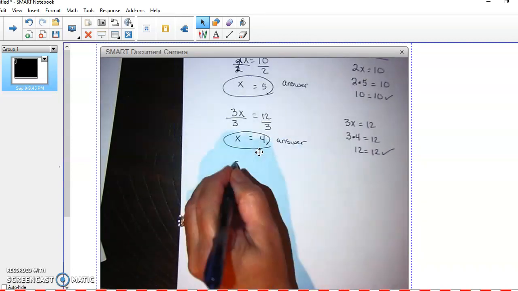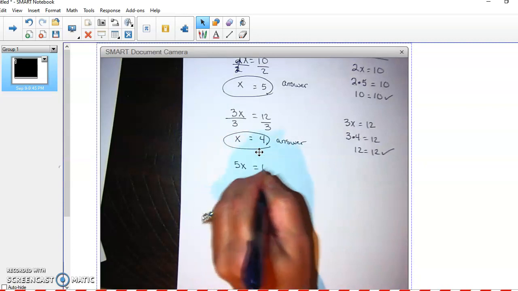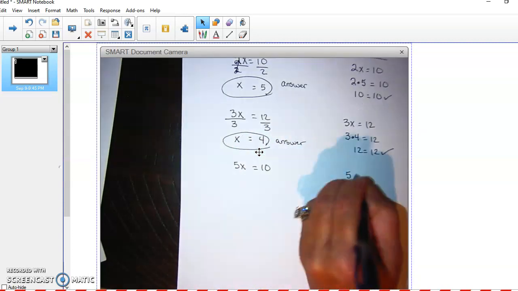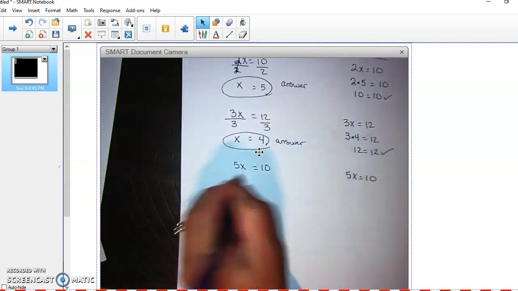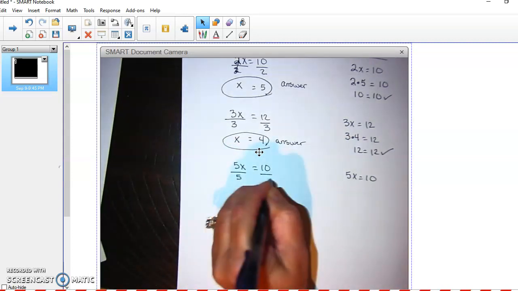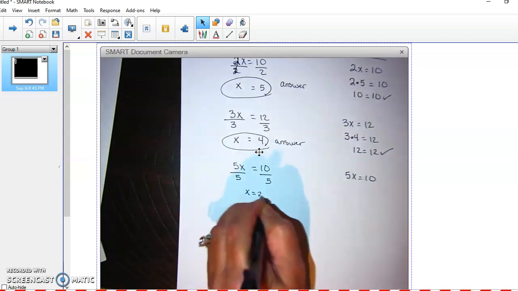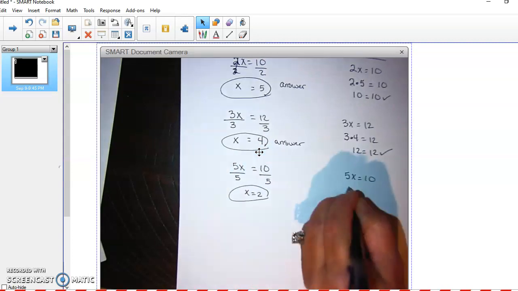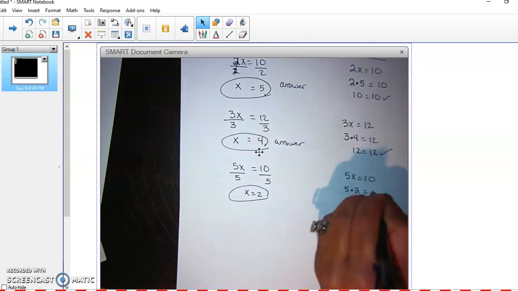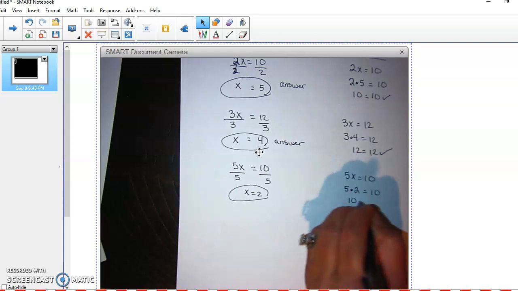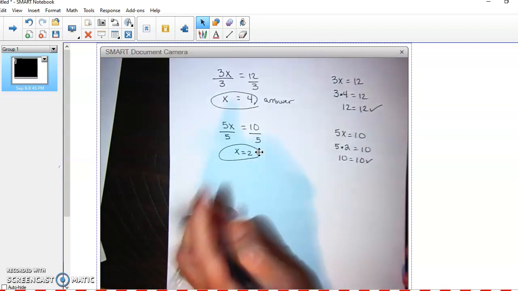Okay, the next problem is 5x equals 10. We're going to divide by 5, and x equals 2. Let's check to make sure it works by substituting it in. And that's 10 equals 10. It works. So this is your answer.